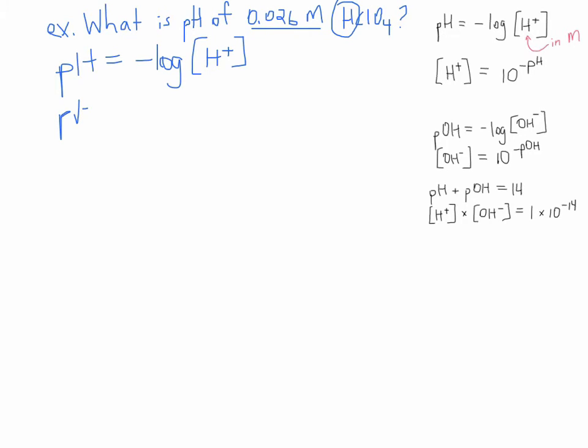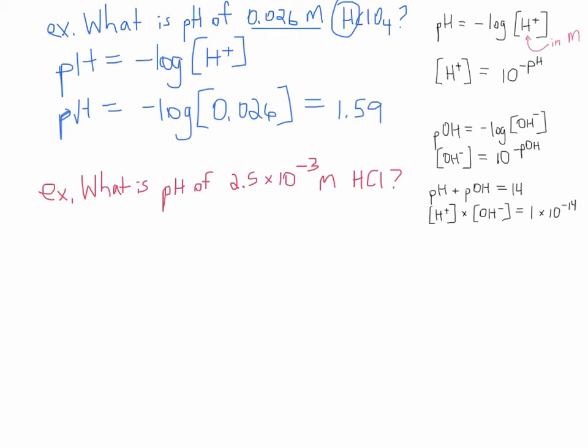So our pH is equal to negative log of 0.026 molar. And if you plug that into your calculator, you will find that negative log of 0.026 is equal to 1.59. So the pH is 1.59 of 0.026 molar HClO4. Now a great way to check your work is to note that 1.59 is acidic. It is less than 7, and this is a strong acid, so yes, it should be acidic.